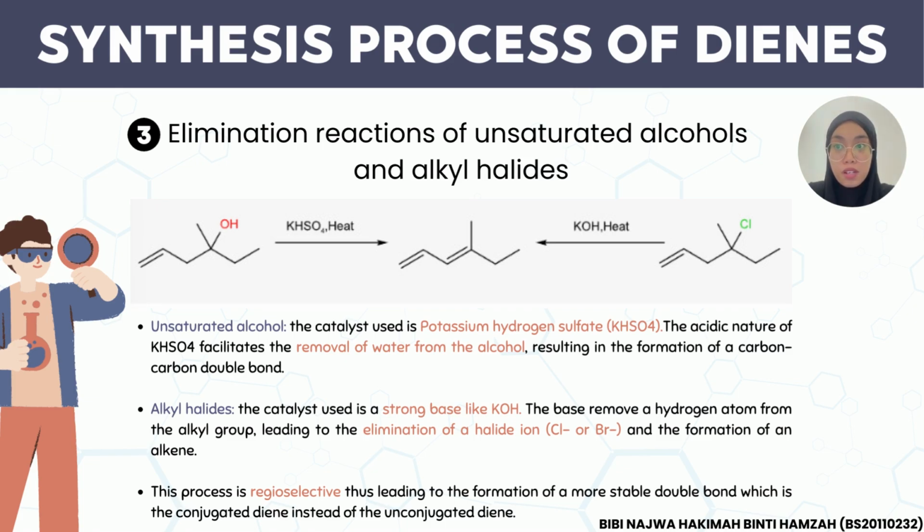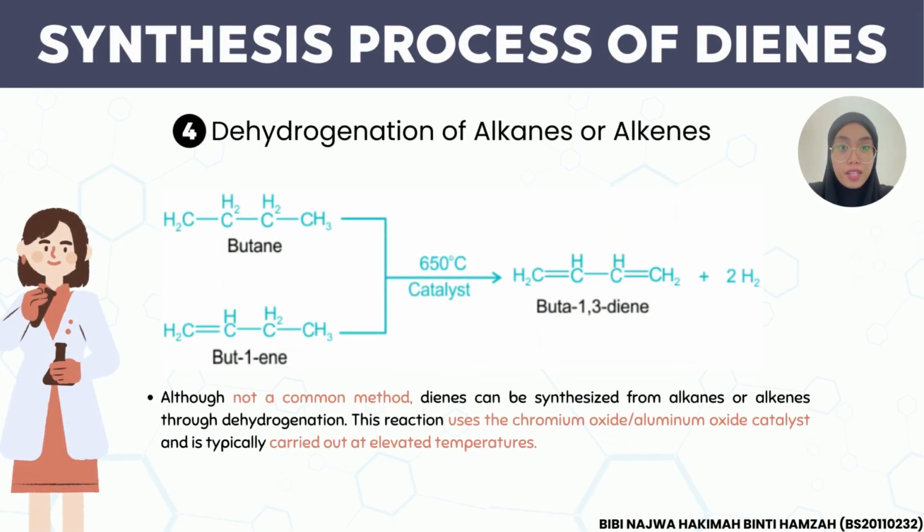The base removes a hydrogen atom from the alkyl group, leading to the elimination of a halide ion, which is Cl- or Br-, and the formation of an alkene. This process is regioselective, thus leading to the formation of a more stable compound, which is the conjugated diene instead of the unconjugated diene. Next is dehydrogenation of alkanes or alkenes. Although not a common method, dienes can be synthesized from alkanes or alkenes through dehydrogenation. This reaction uses a chromium oxide or aluminum oxide catalyst and is typically carried out at elevated temperature.